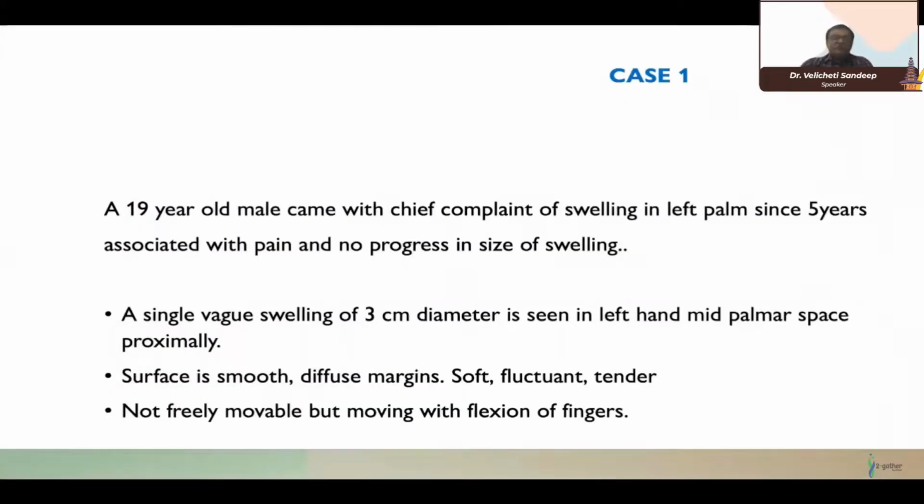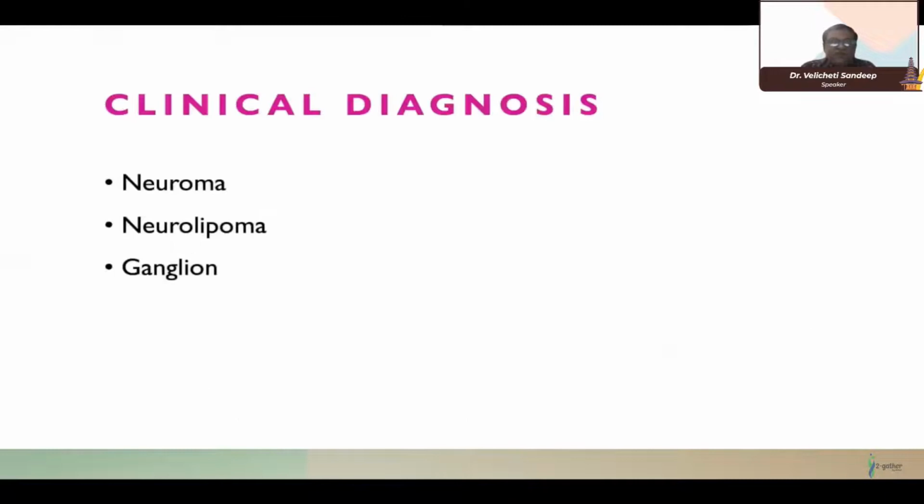Case number 1. A 19-year-old male came with the chief complaint of swelling in the left palm since 5 years. Very slow growth or no growth. 3 centimeter on clinical examination, smooth margins, soft, slightly tender, not freely movable, but moving with the flexion of the fingers. The clinician felt that it could be a neuroma, neurolipoma, or ganglion cyst, because near the wrist the commonest benign lesion is ganglion, since it is 5 years.